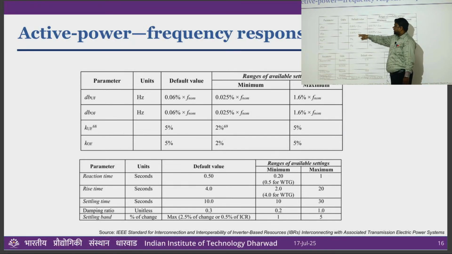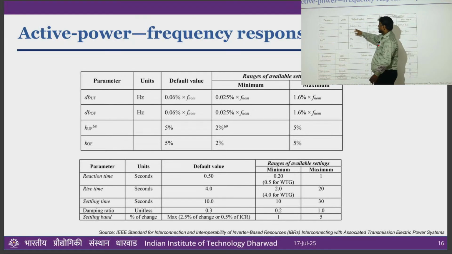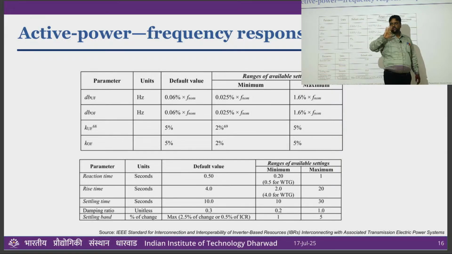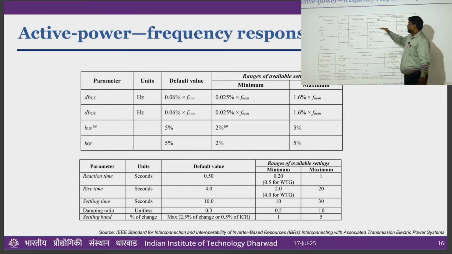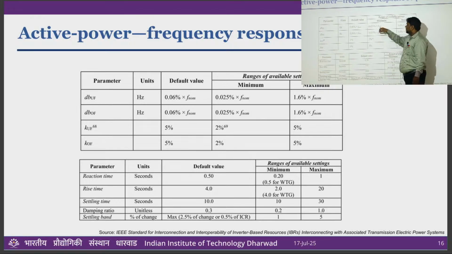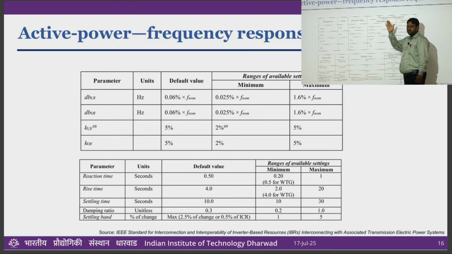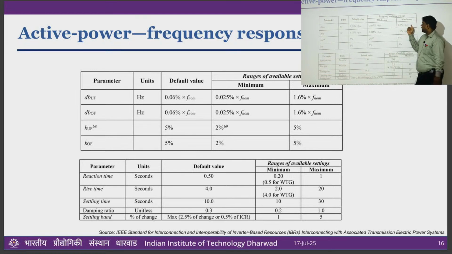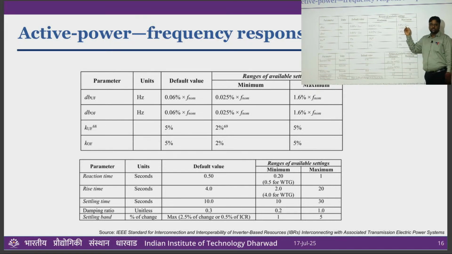Now this deadband, how much should it be? If it is 50 hertz, the deadband is 0.06% of 50 hertz. Till your frequency is within that deadband, you don't inject any active power. But if it crosses up and down, you then follow that red curve I showed. But again, this is default. You can have a relaxation between 0.025% to 1.6%.